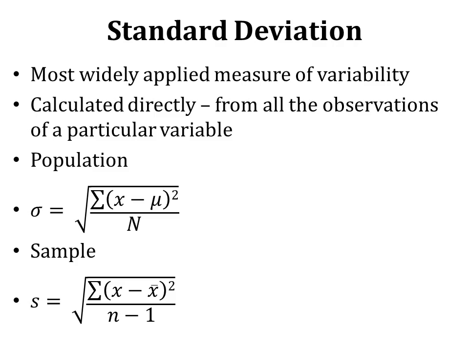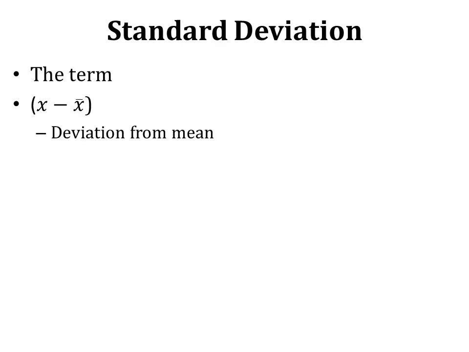It is the most widely applied measure of variability, and it is calculated directly from all observations of a particular variable. And these are the formulas for calculating standard deviation. This one is for the population, and this one is for the sample. Now the term x minus x bar in the formula means deviation from the mean, that is, how much an individual value differs from the mean value.